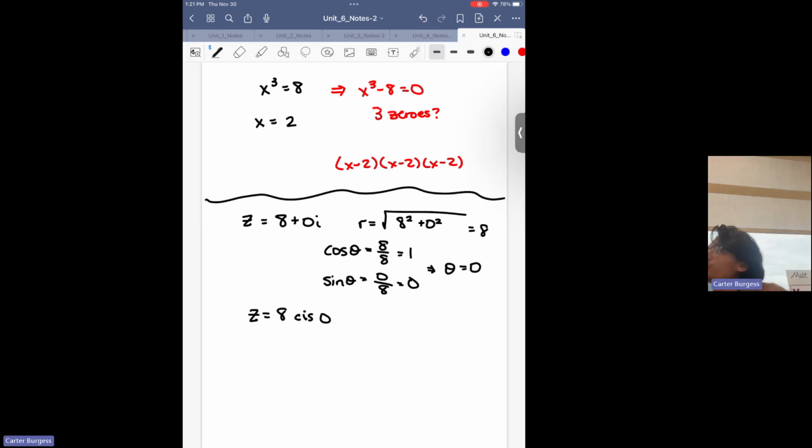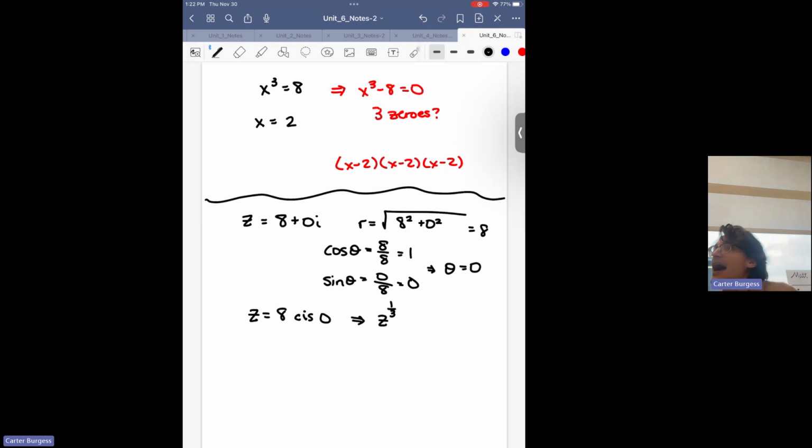If I want to take the cube root of this complex number, taking the cube root is the same as doing what with regard to the power? Z to the what? Cube root is what power? Is it the third? Cubed would be the third power. The cube root is going to be the 1/3 power.